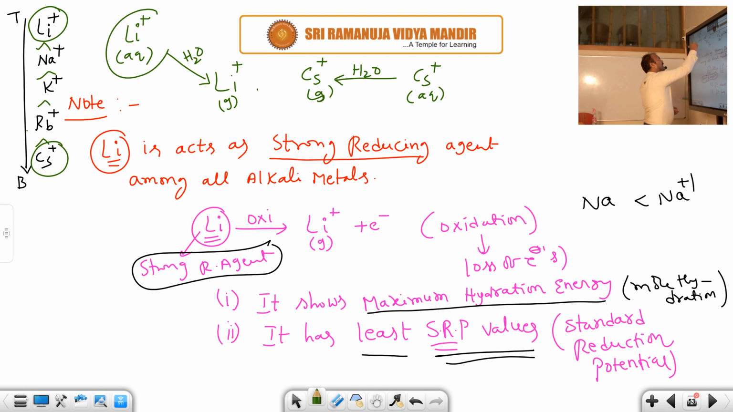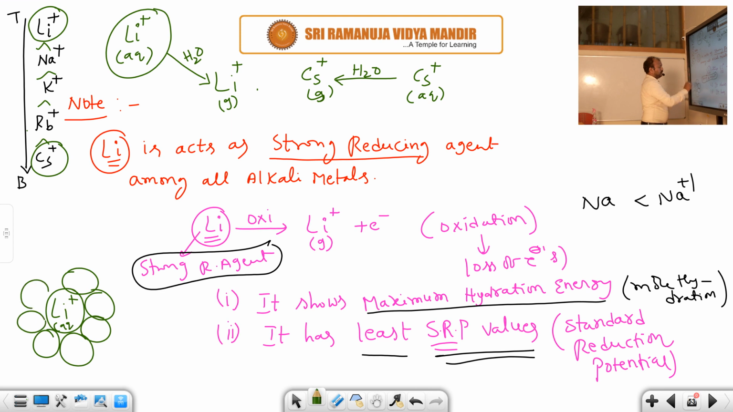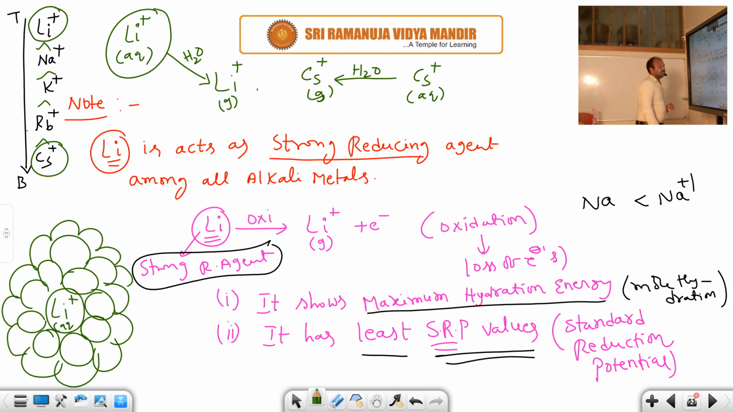That's why the lithium plus cation has more hydration power. That means the lithium plus ion, aqueous lithium plus, is surrounded by more water molecules. Am I correct or not? So hydration energy is more. All these are water molecules. Whenever cation size is very small, the hydration process increases. That means that ion is surrounded by a larger number of water molecules.